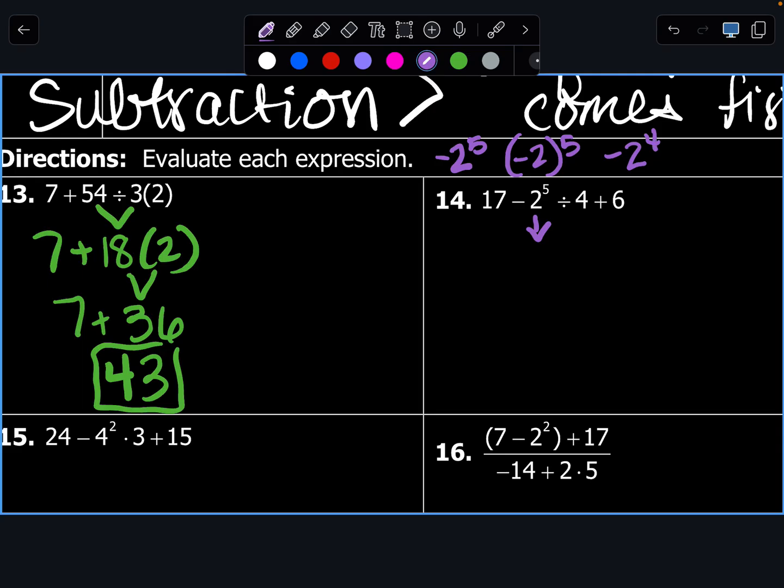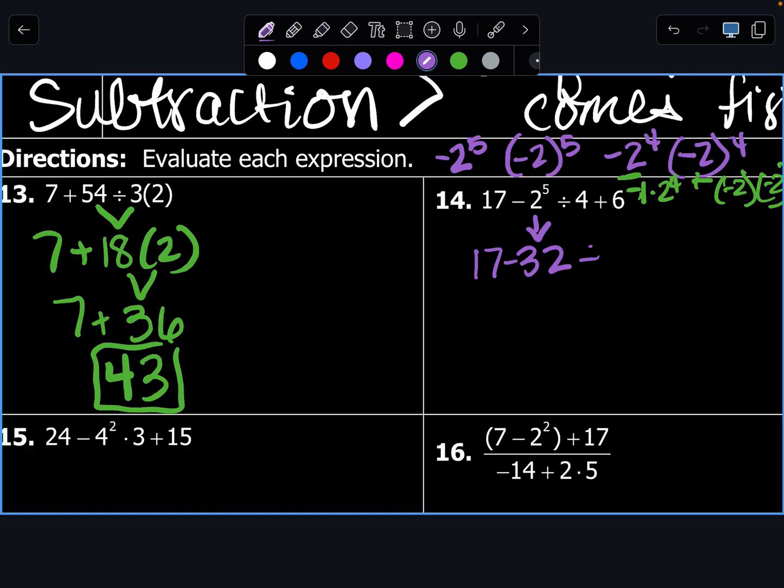If we have negative 2 to the 4th and negative 2 to the 4th, remember, this one's going to be positive and this one's going to be negative, because this is like negative 1 times 2 to the 4th, and this is negative 2 times negative 2. So when we do this operation, we say 2 to the 5th. What is that? 32. Okay, I'm going to bring down everything else.